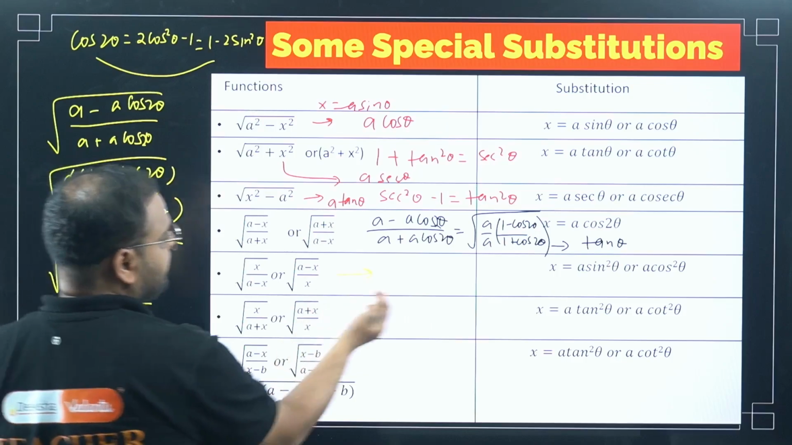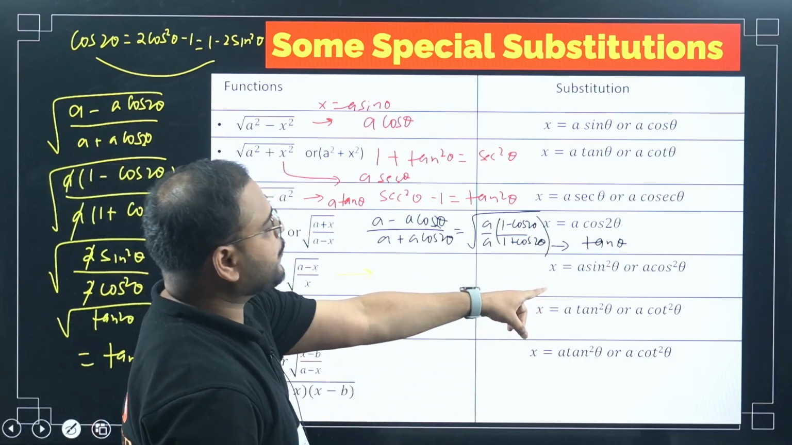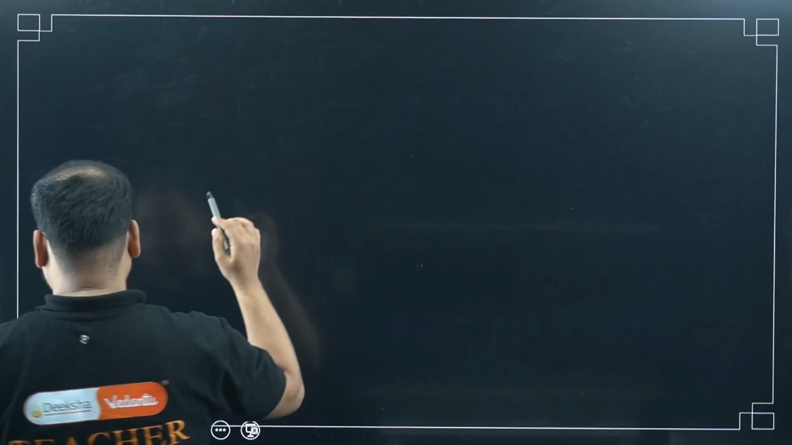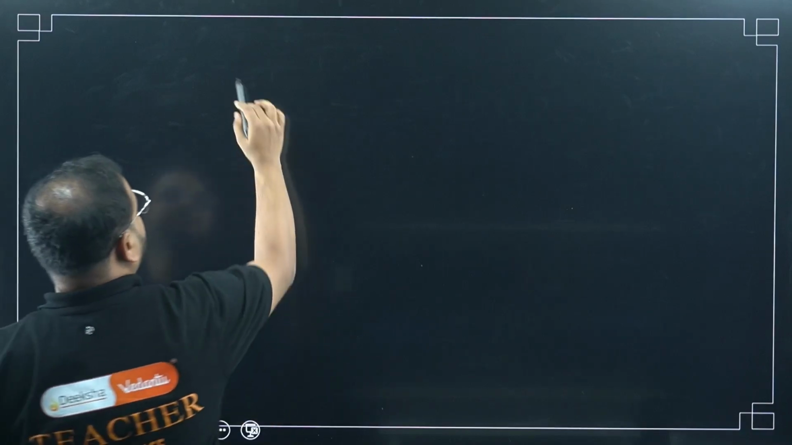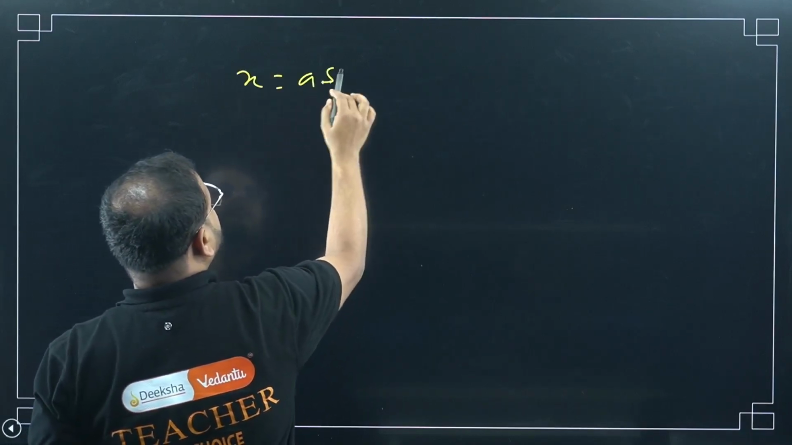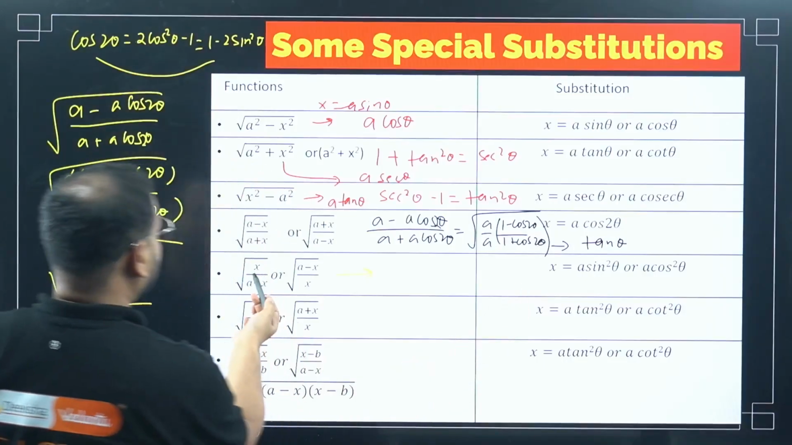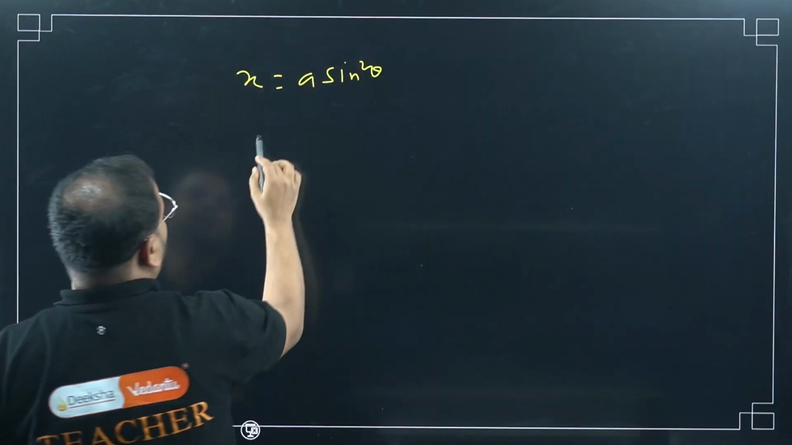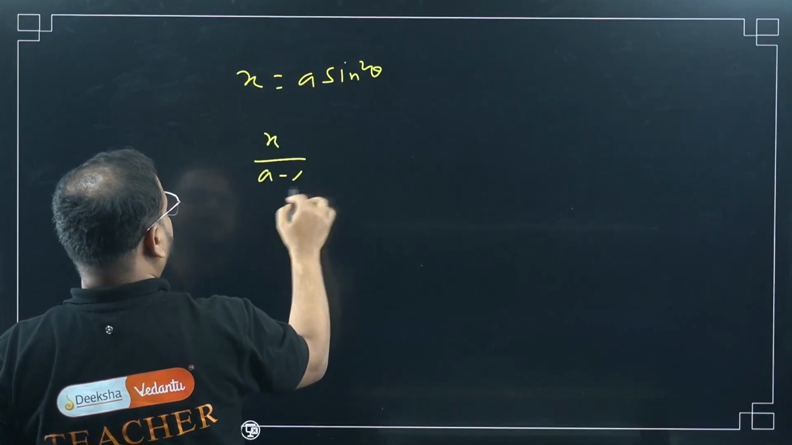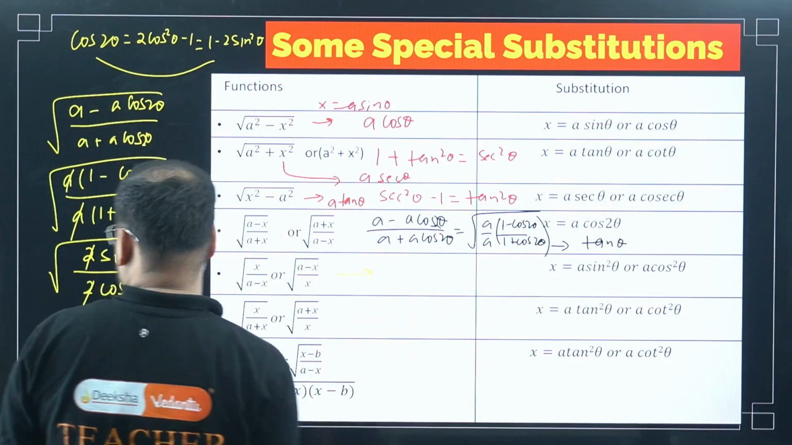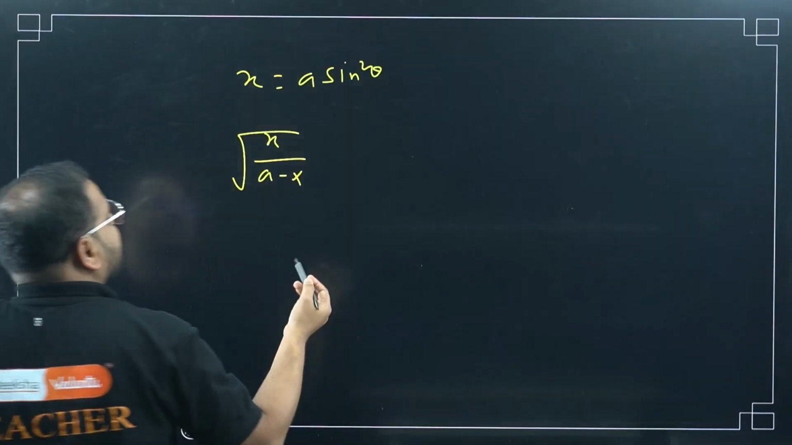Yes, I can do what? Again substitute it as x equals a sin square theta. Let me try it here. Please check, x equals a sin square theta. Yes or no? Yes. Okay, what is the condition? x upon a minus x. Is this right? Please check. Substitute x equals a sin square theta. What will happen? a and a will cancel, sir.